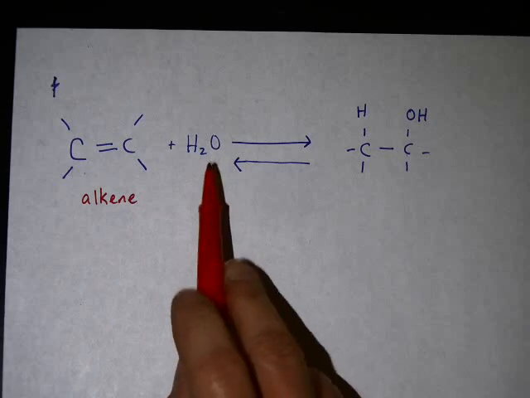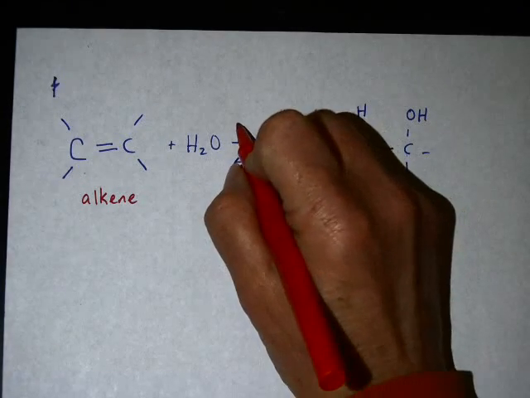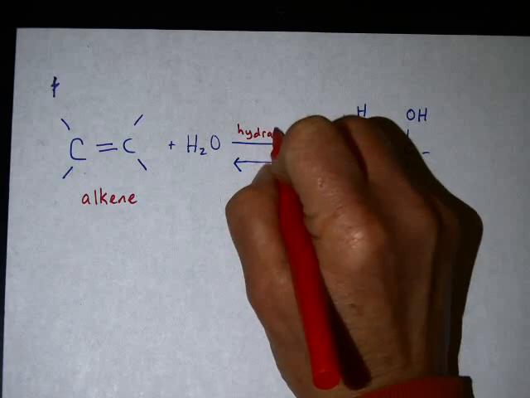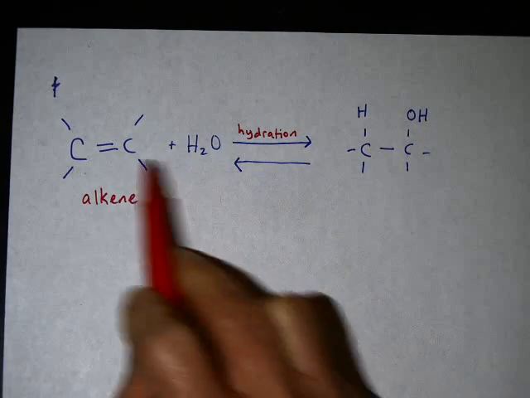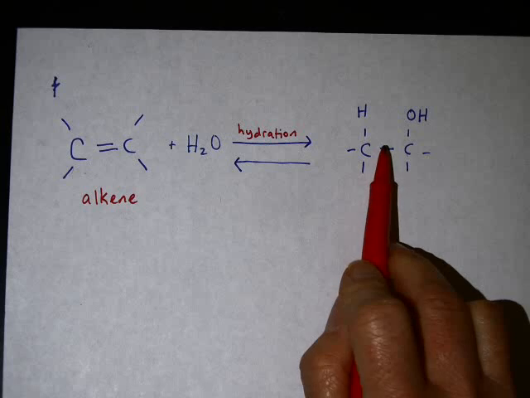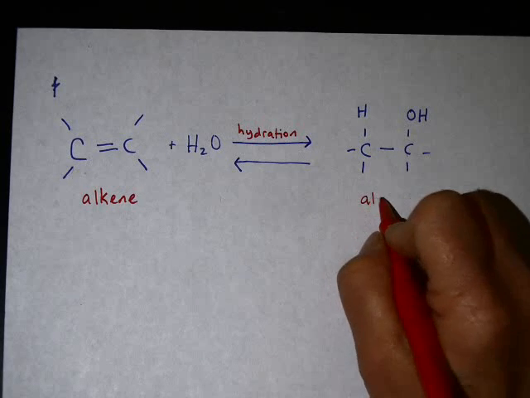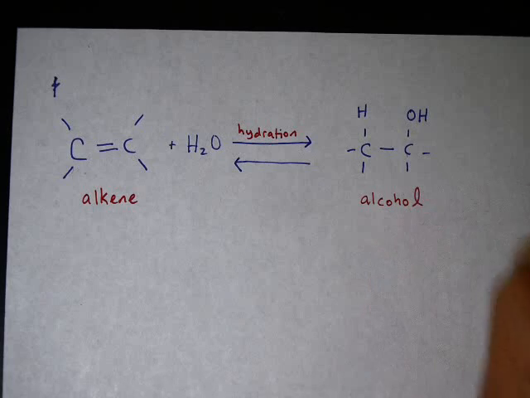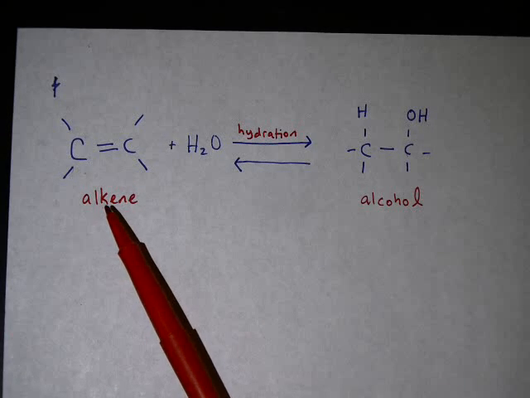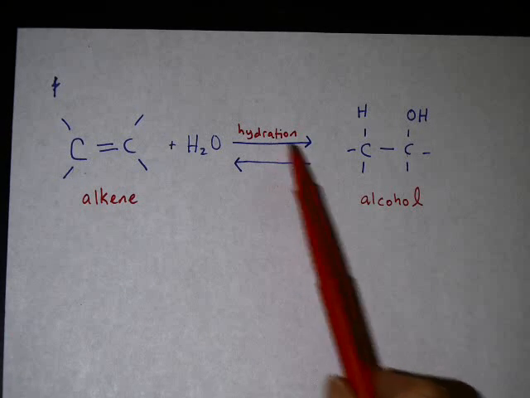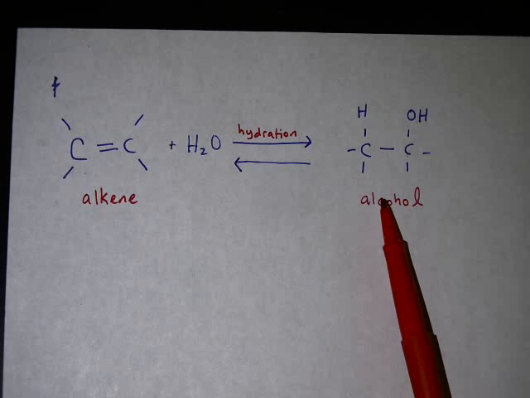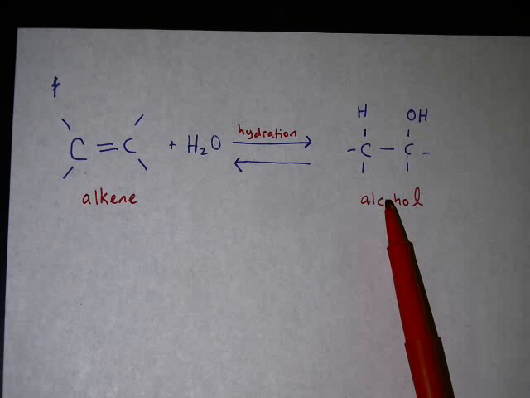So an alkene will react with H2O in a reaction called a hydration reaction. The double bond turns to a single bond, and now we no longer have an alkene. This is an alcohol. So we saw this earlier. An alkene can be hydrated to produce an alcohol. But as you might predict, this reaction is reversible. It can go the other direction.